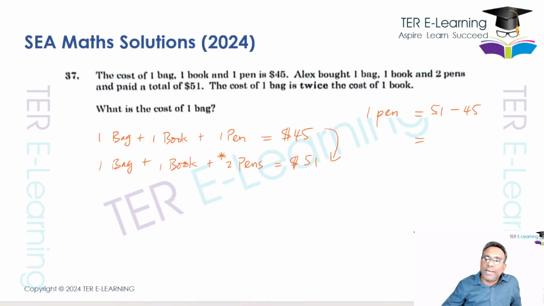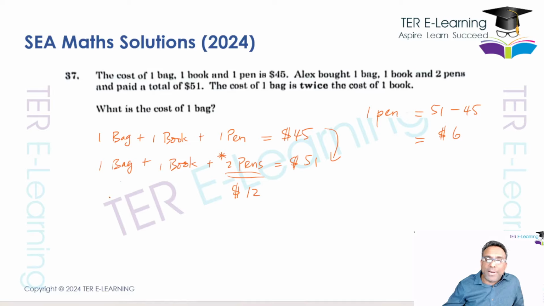So this here is going to be $6, right? That's the price of 1 pen. Now they told us that the cost of one bag is twice the cost of one book. Now, I know what the cost of 2 pens are, because I know the price of 1 pen. So this here is going to be $12.